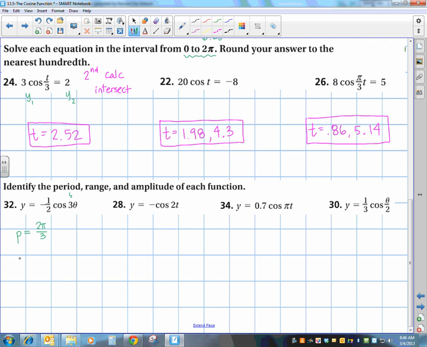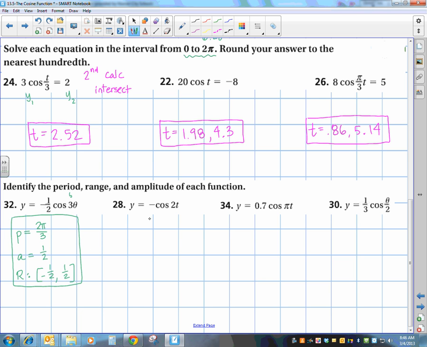My range. You know what? They asked me for the range. I'm going to go with the amplitude next. I kind of like it better. Amplitude's easier to find. It's 1/2. It's always positive. But remember, when it's 1/2, that tells me that my range is going to go between negative 1/2 and positive 1/2. And I write it in interval notation. I think it's easier. If you want to use set notation, you can. It's brackets because it will be equal to negative 1/2 and positive 1/2.